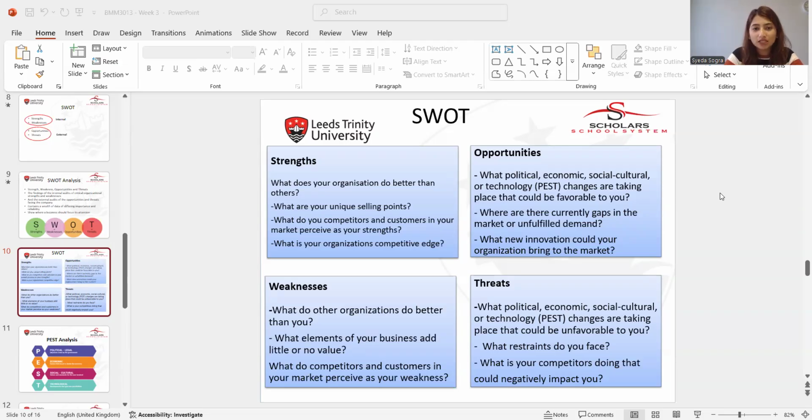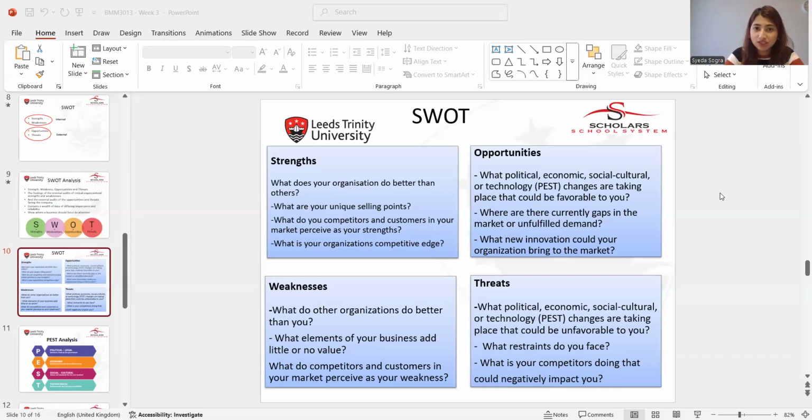Then we have weakness. That means what the other organizations do better than you. What elements do you have in your business that add very little value or actually no value at all? And what do competitors and customers in your market perceive as your weakness?